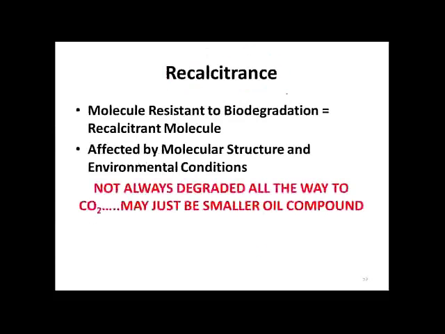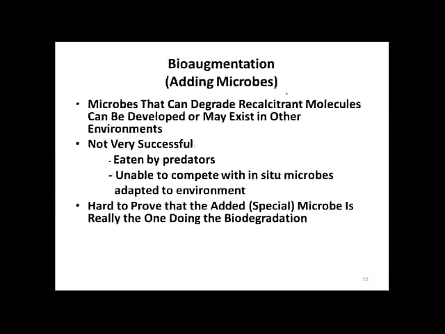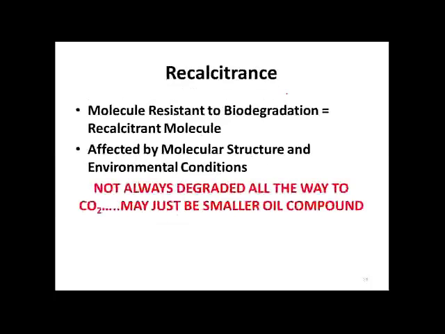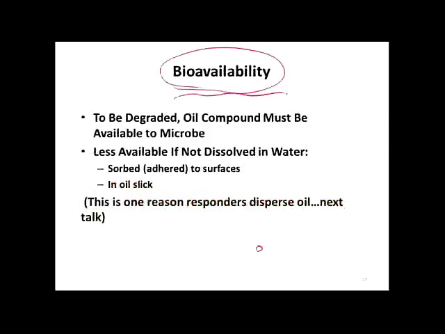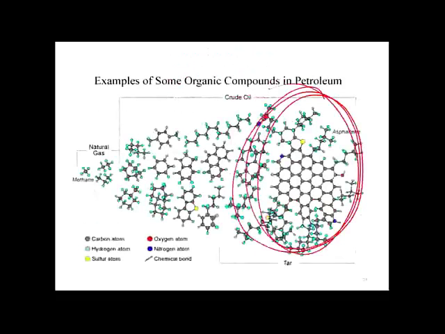Now, a term that you see used a lot with respect to biodegradation is recalcitrance. Basically, what this means is that the molecule, the compound, is resistant to biodegradation, so it's called recalcitrant. And when you look at some of those compounds that we looked at very early on, a lot of these are called recalcitrant molecules. They're big, they don't tend to biodegrade. They're big multi-ring structures with lots and lots of rings and lots of double bonds. So they tend not to degrade, so they're called fairly recalcitrant.